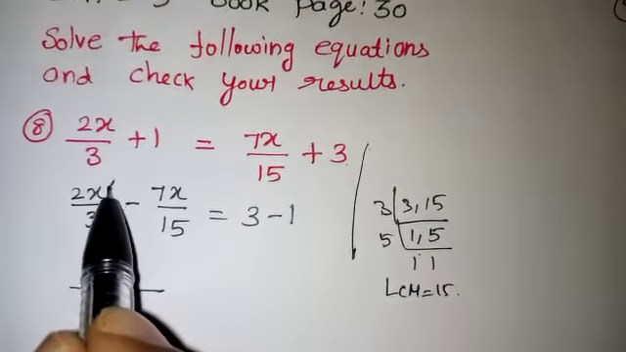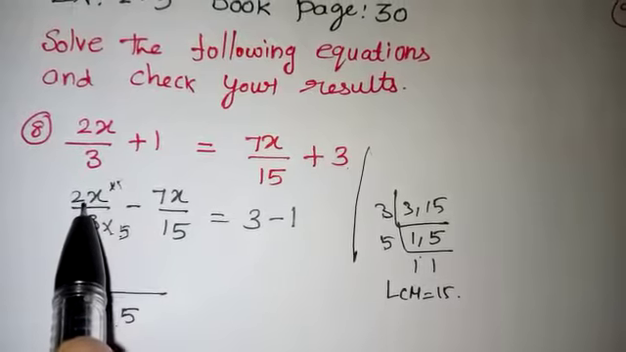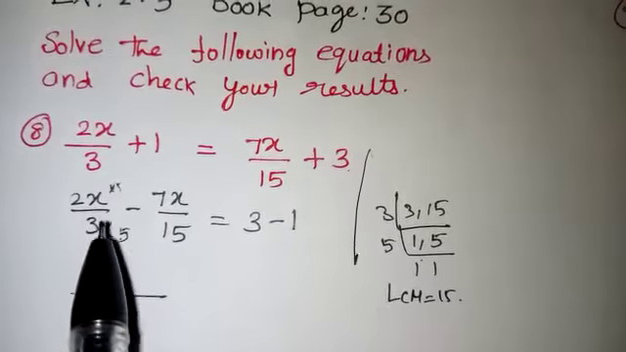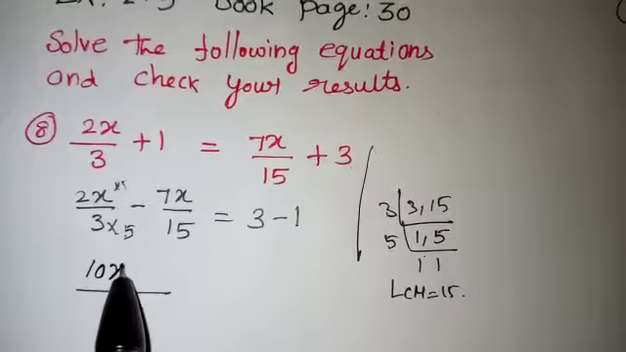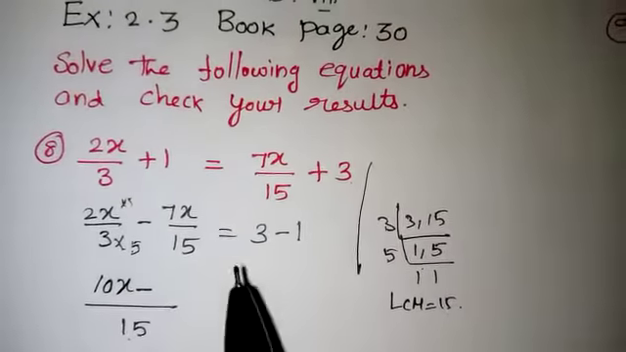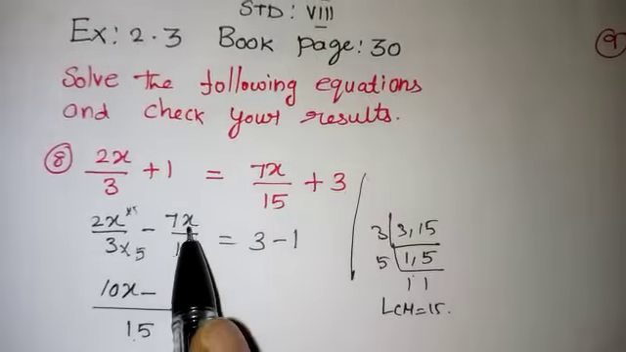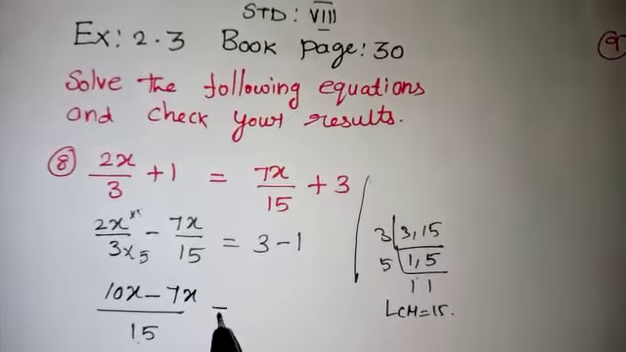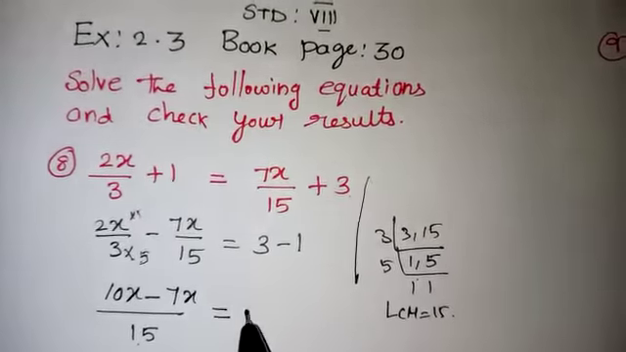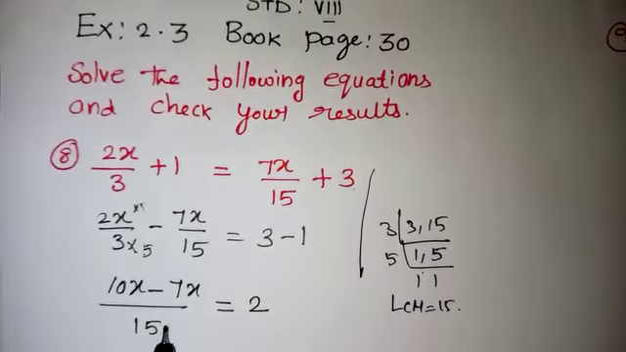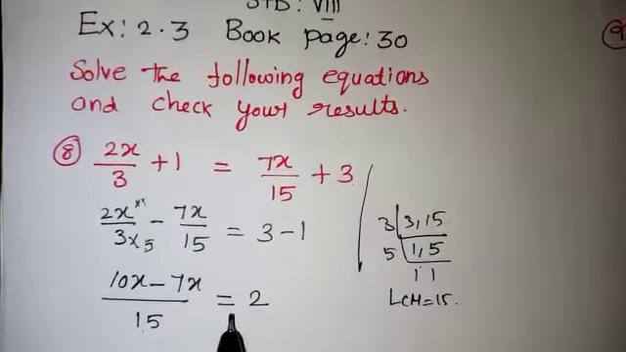So the same 5 you have to multiply here also. So 2 fives are 10. So here already x is available, you have to write the 10x. This minus sign will come as it is. Here already 15 is available, you need not multiply anything. So you can write the 7x also as it is, which is equal to 3 minus 1 will give you 2. So the denominator 15 I am taking to the other side, it will become multiplication.